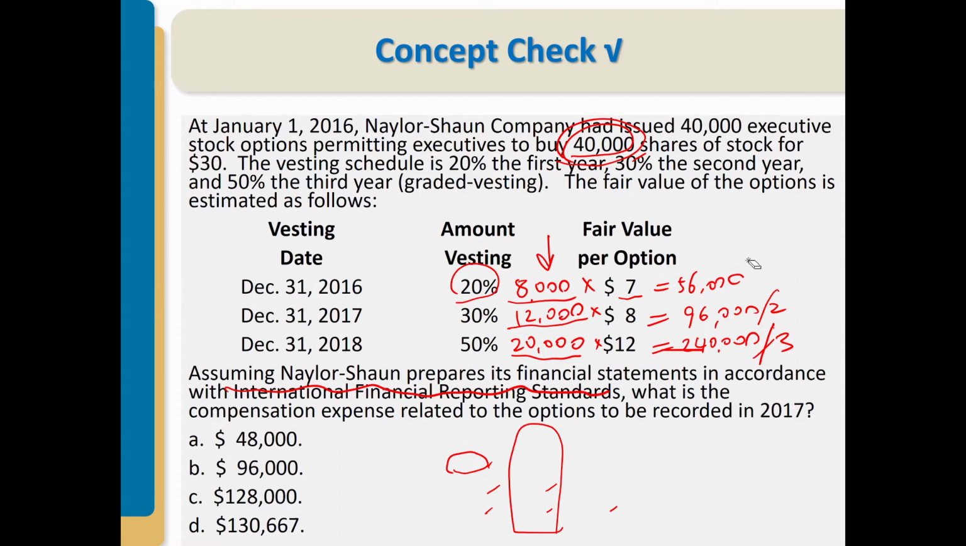So 56 is the total value. That will be our total compensation expense. And for this group 1, the whole amount will be vested in 1 year. That's why the whole 56 will be recognized as expense in 2016.